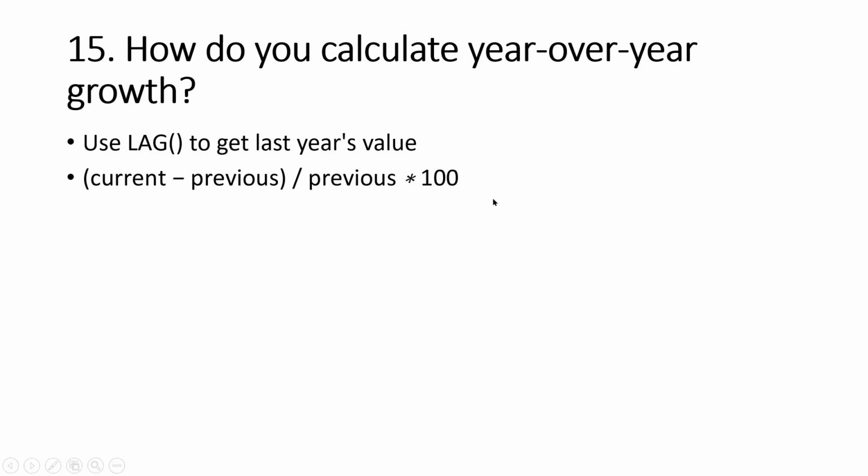You need to specify 7 preceding and current row in order to calculate the moving average. Next, how do you calculate year over year growth? You use lag to get last year's value. Then you calculate by using this formula: current minus previous divided by previous into 100.